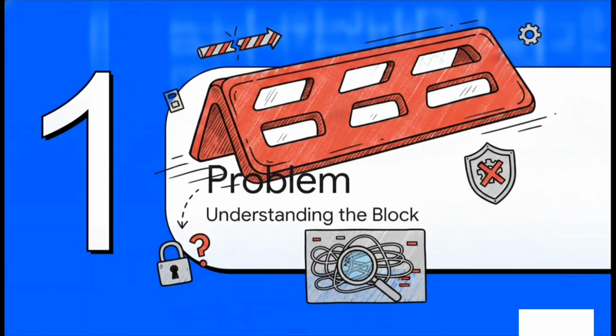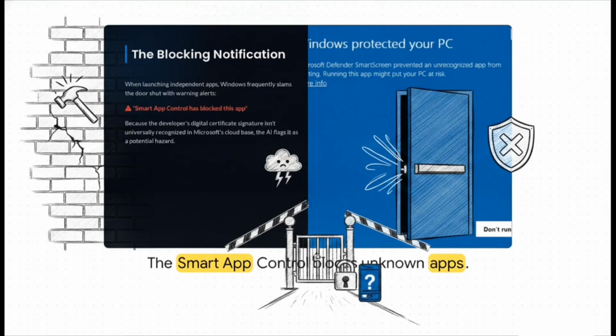All right, part 1. The Windows app block problem. Okay, so let's dive into this. When you launch certain independent apps, Windows frequently slams the door shut with a really jarring warning. You'll see something like, Smart App Control has blocked this app, or Windows protected your PC. Now, when you see that, it feels like you've just downloaded a severe virus, right? It's scary, but that's not always the case. More often than not, this is just an overly cautious security system built directly into Windows 11, trying to do its job a little too well.